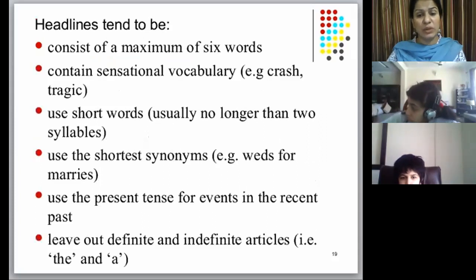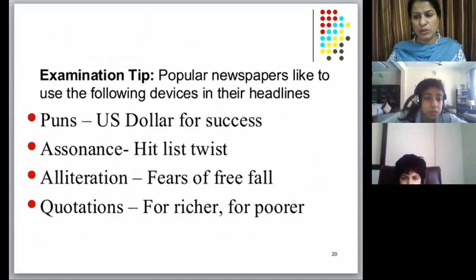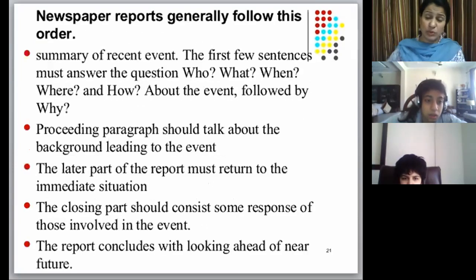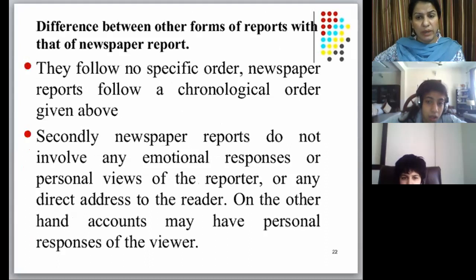Headlines tend to be okay. This we can leave out. If in case we need to do newspaper reports, we might come back to these.